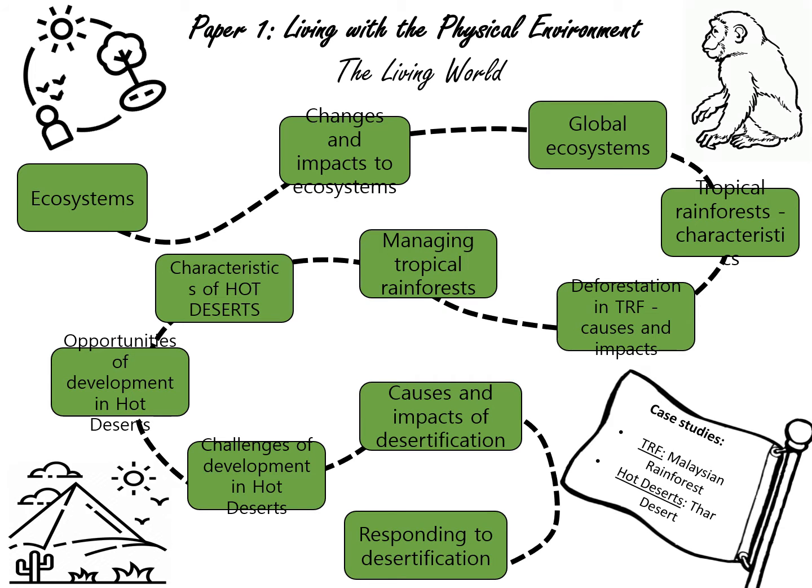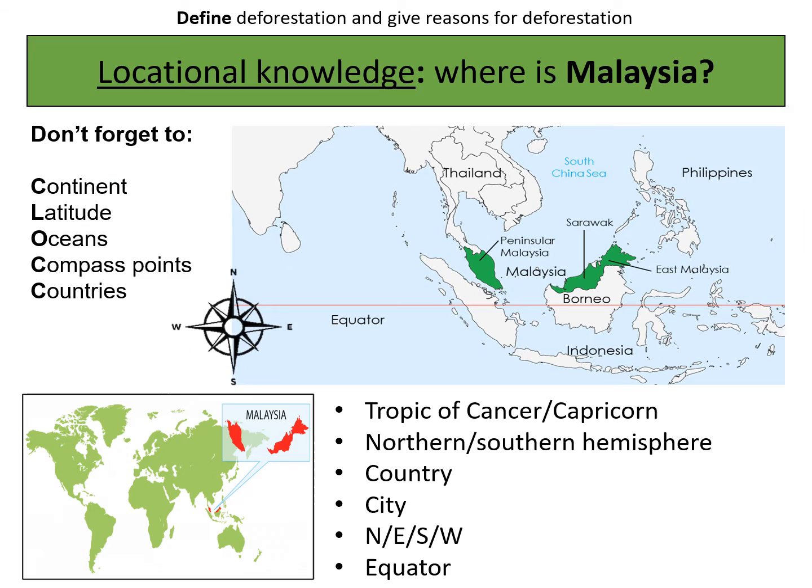So in terms of where we are in relation to this topic, we are here. So we're about halfway through the topic. So we're looking at the causes and the impacts of deforestation in the next couple of lessons. So first of all, we need to know where Malaysia is. So we have got here a map on the board that shows you where Malaysia is, and I would like you to describe its location.